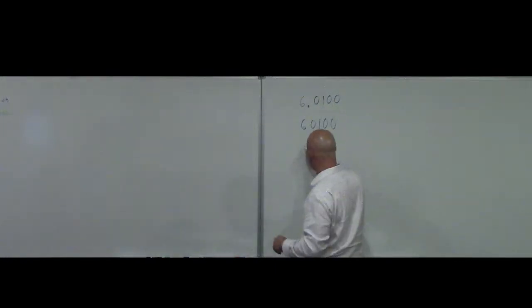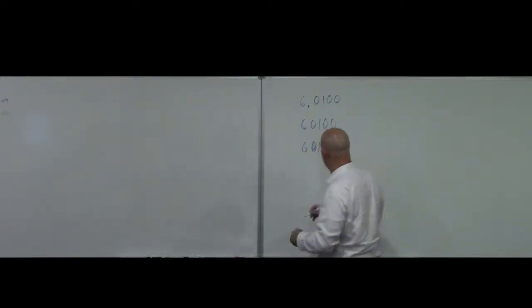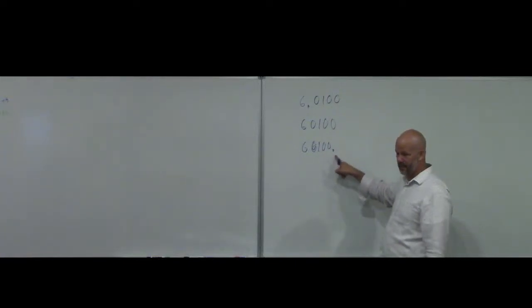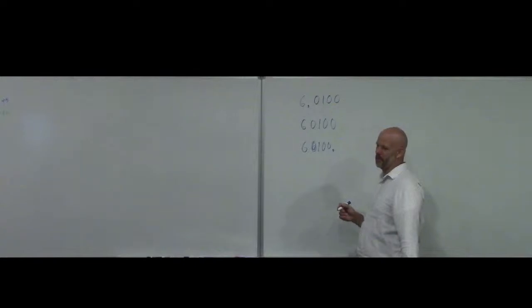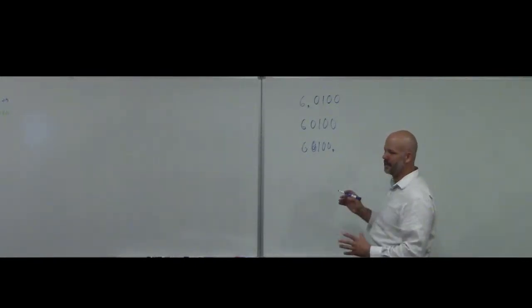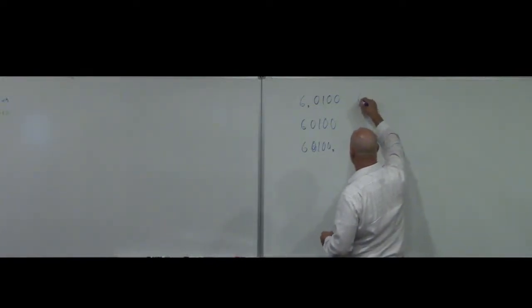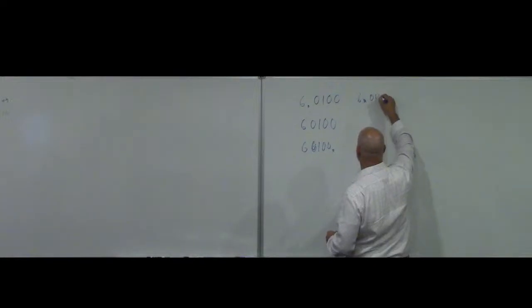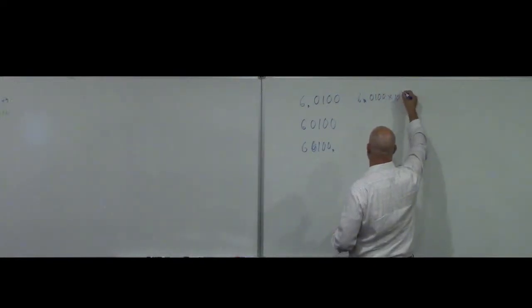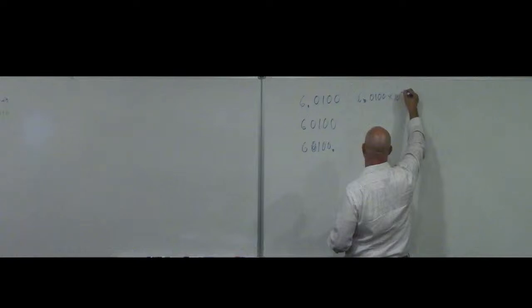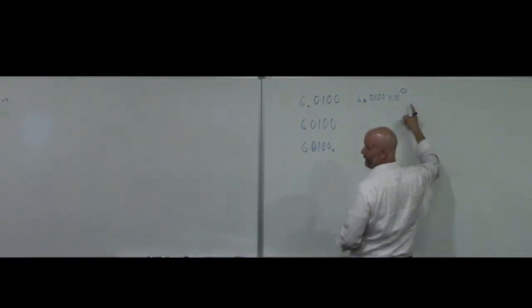But if I had this, those become significant because of the decimal point. Those are probably the tricky rules that kind of catch you up. Part of it is, how would I write this in scientific notation? That would end up written just 6.0100 times 10 to the 0. That's how that one would get written.